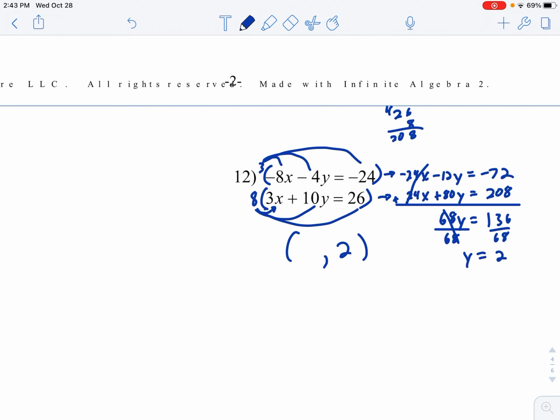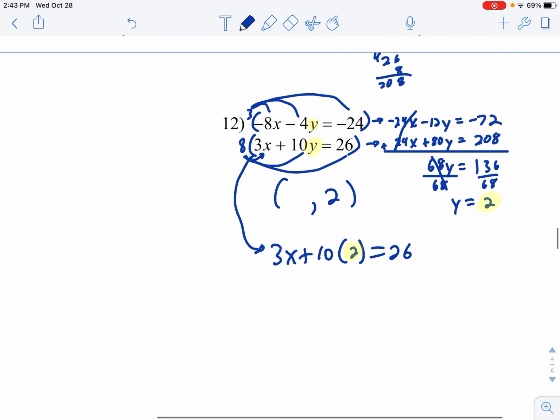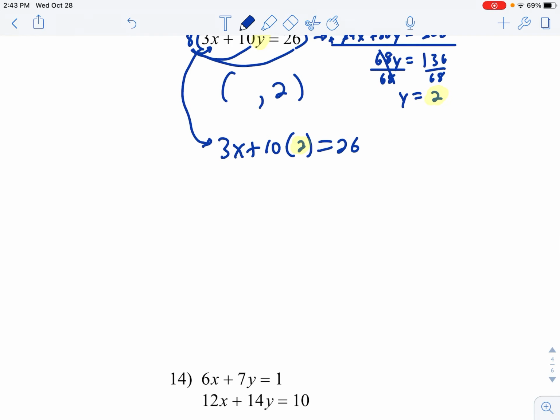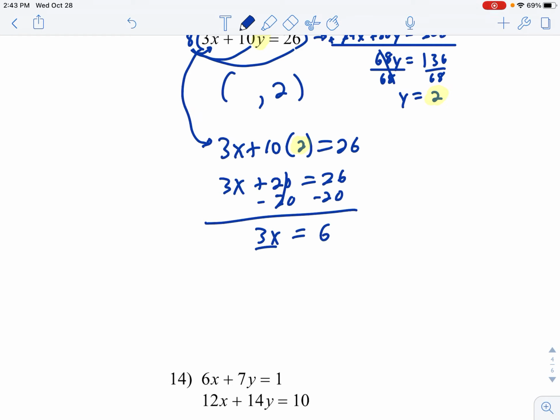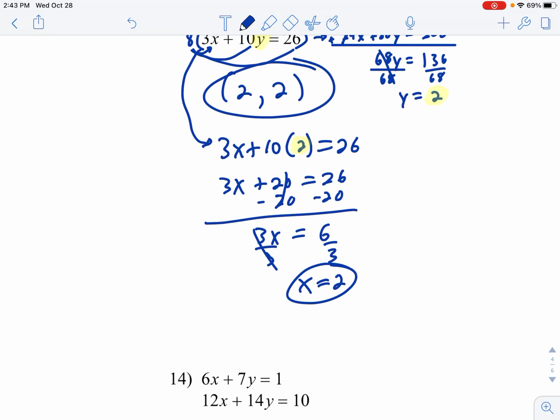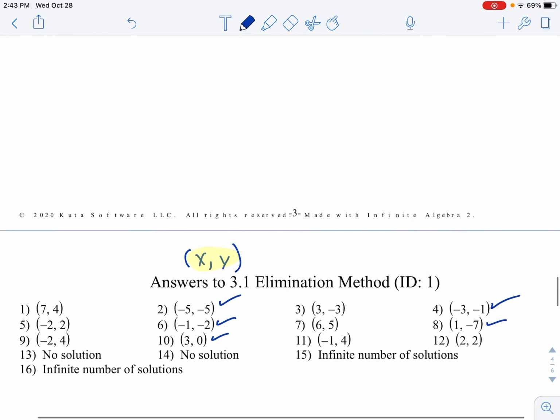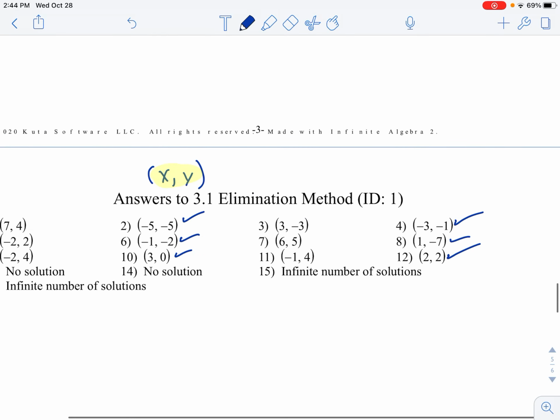Now we've got to find the x half. I'll go ahead and take the second equation: 3x plus 10 times 2 equals 26. Since we solved for y, we plug y into one of the equations, and it could be either one. It's up to you. I picked the one with fewer negatives. 3x plus 10 times 2 is 20, equals 26. The rest is fairly basic algebra, which I'm confident you can do. Divide by 3, x equals 2. So the final answer should be the point (2, 2) for number 12. There it is, (2, 2).